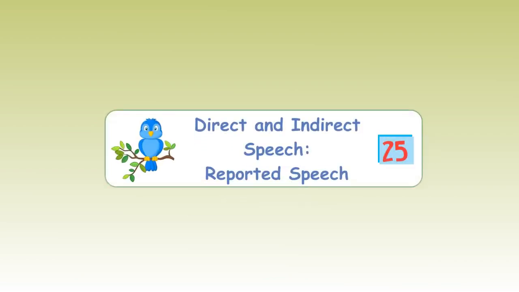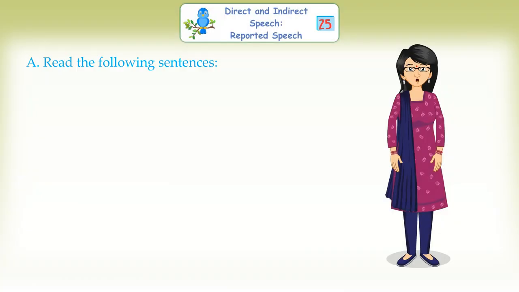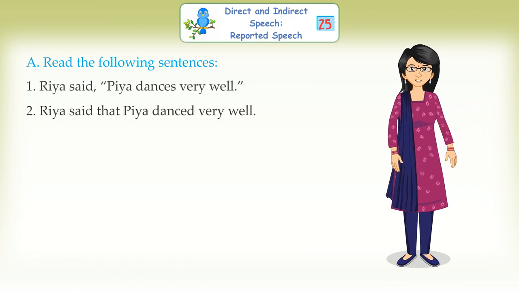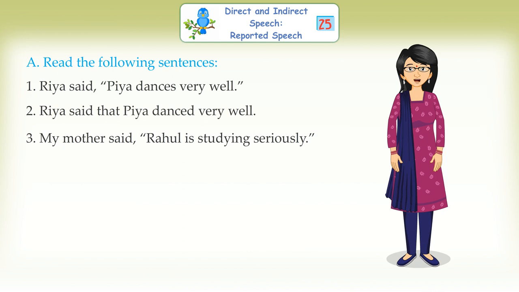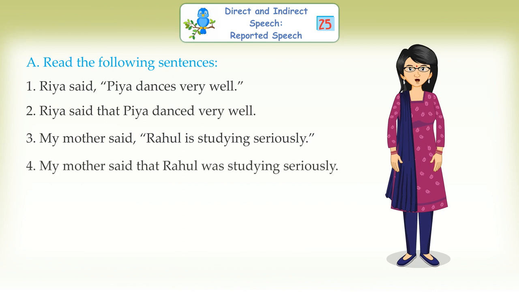Chapter 25, Direct and Indirect Speech. Reported Speech. A. Read the following sentences. Riya said, "Priya dances very well." Riya said that Priya danced very well. My mother said, "Rahul is studying seriously." My mother said that Rahul was studying seriously.